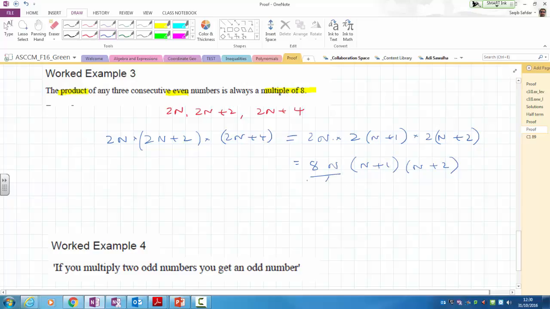And therefore, from here we know that 8 times n, n plus 1, n plus 2 is going to be our answer. Therefore, the product must always be a multiple of 8. So let's write down, therefore, the product is always a multiple of 8.